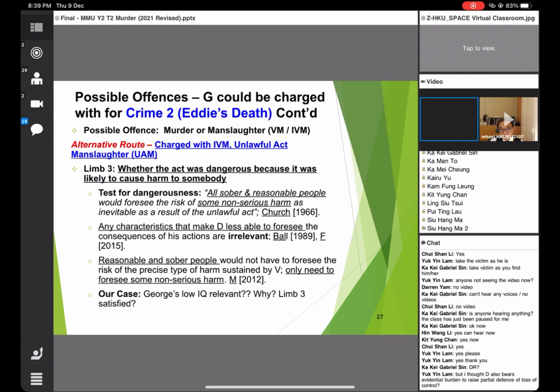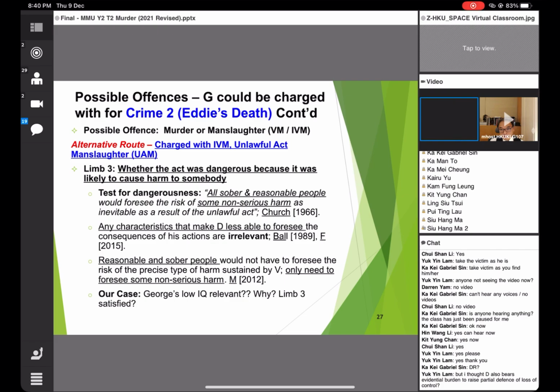And applying the law to the facts of the case. Applying Church, all sober and reasonable people would foresee the risk of some non-serious harm. So stamping on the head by George on Eddie, all sober and reasonable people would foresee some sort of harm. Yes, that would be fulfilled. Ball and F, any characteristic that makes D less able to foresee the consequences of his action is irrelevant. So we use a normal person's tolerance level. We look at a normal person's capability. And for George, low IQ is not relevant.